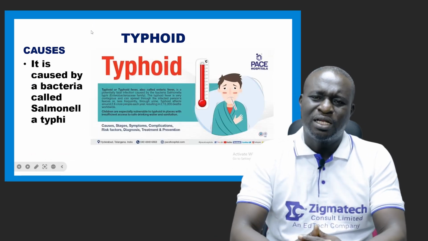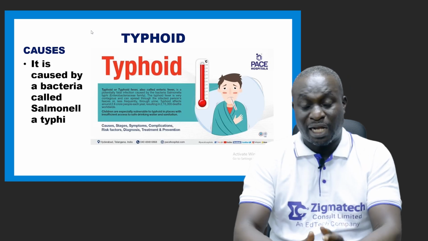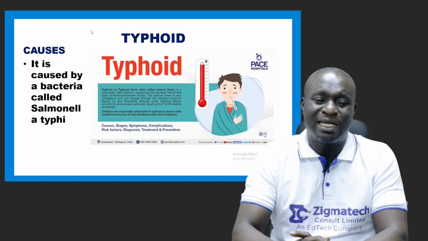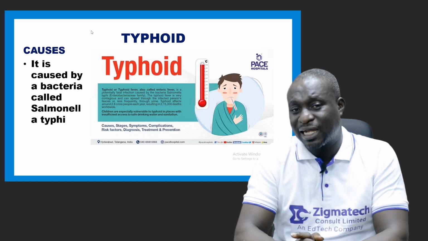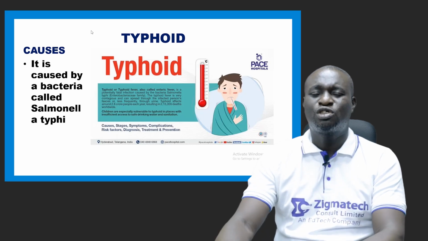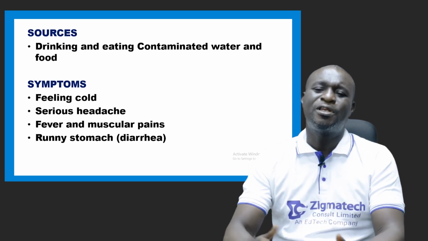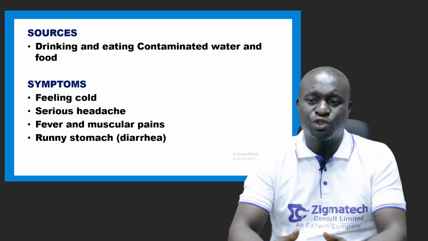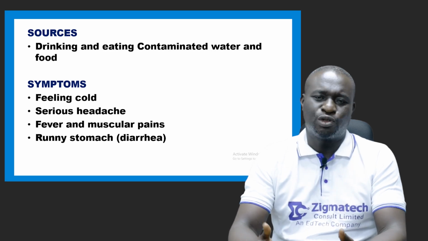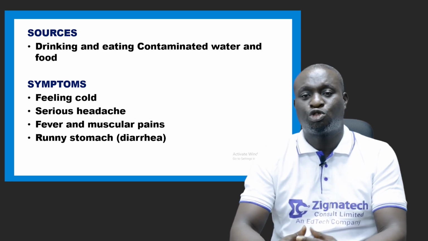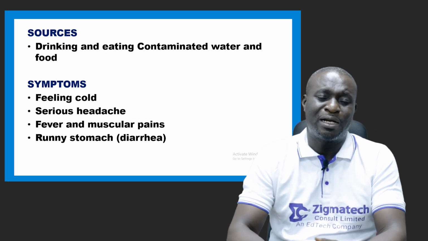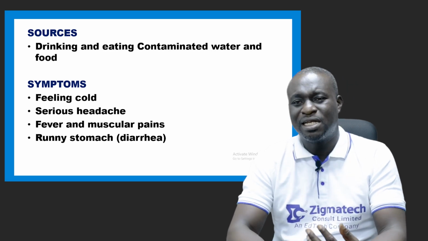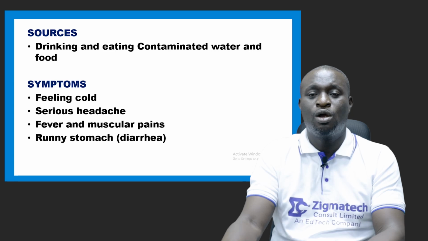Next one is typhoid fever. Typhoid is caused by a bacteria we call Salmonella typhi. The symptoms of typhoid include feeling cold, severe headaches, fever, muscular pains, runny stomach, and so on. One of the ways people contract typhoid fever is by eating contaminated food and drinking contaminated water.